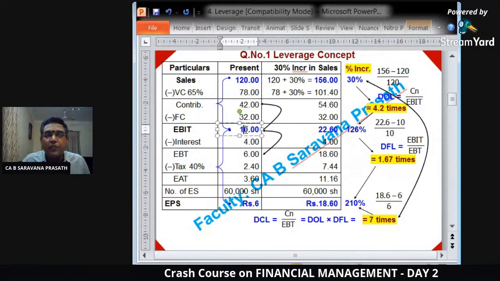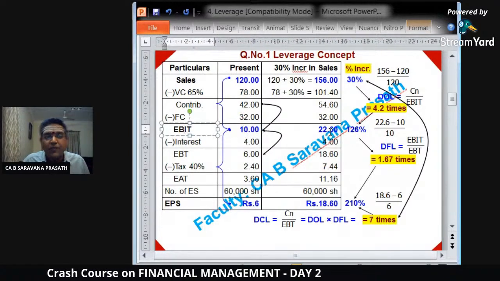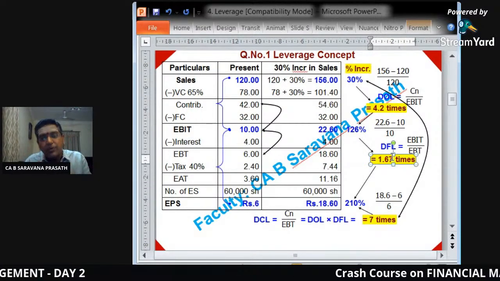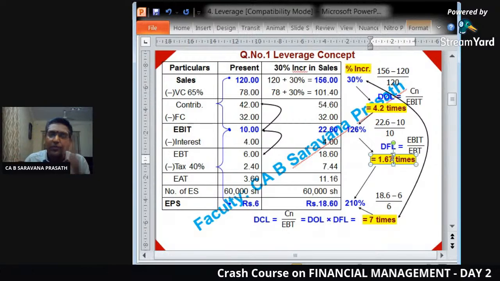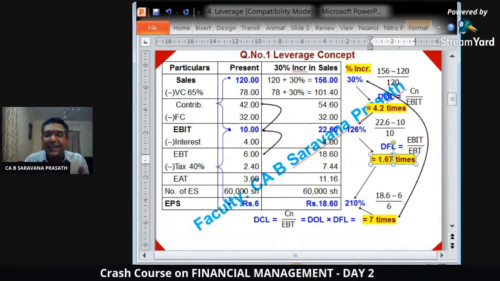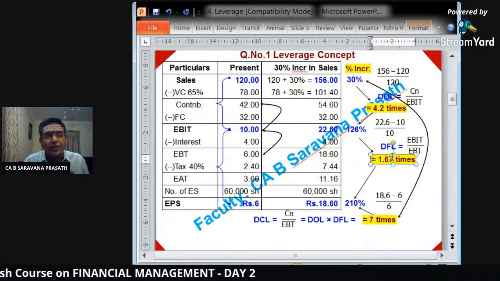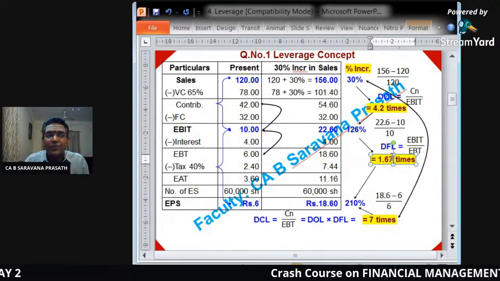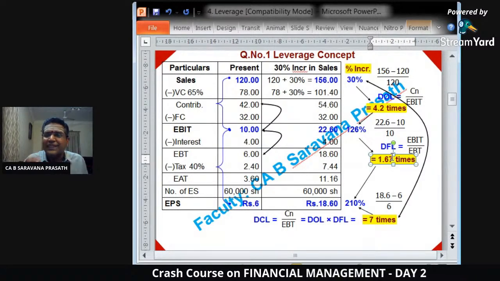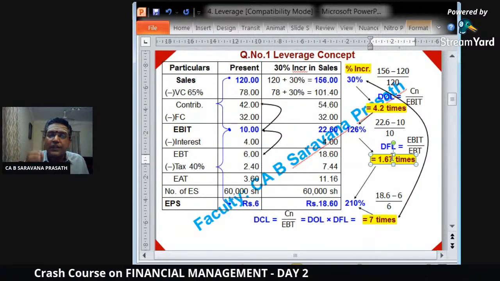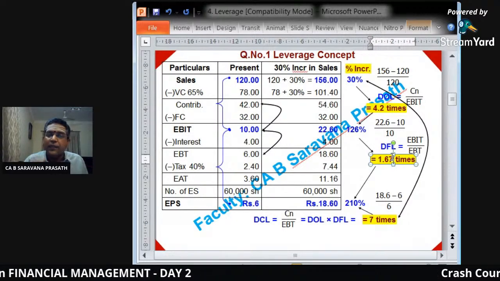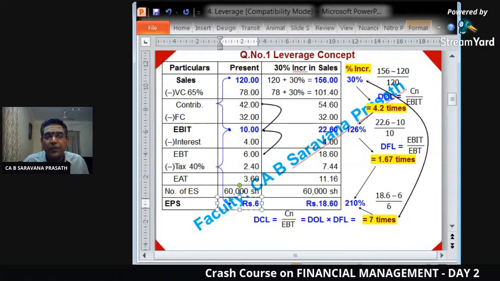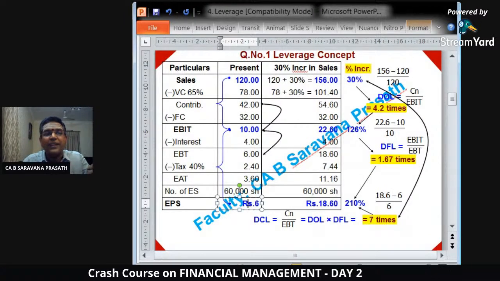EBIT is down by 42 percentage. Multiplied by 1.67 times. 42 into 1.67. Take a calculator and compute the number. 42 multiplied by 1.67, you will get the answer as equivalent to 70 percentage. You might get 70 point something because 1.67 is a rounded off number. Therefore, 70 percentage we will take. Old EPS was equivalent to 6 rupees. Now it will be reduced by 70 percentage.